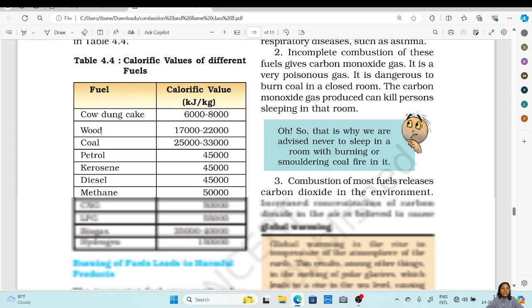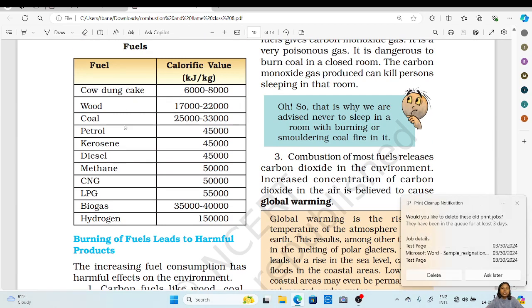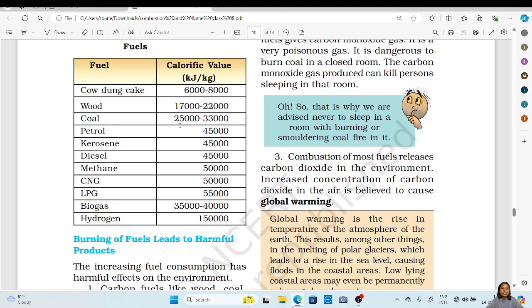See here now. Firstly, we have cow dung cake that has a calorific value of 6,000 to 8,000. Then we have wood. Coal has 25,000 to 33,000. So on burning 1 kg of these, a lot of energy is being produced. Out of all of these, cow dung produces the least energy on burning 1 kg. Then we have LPG. LPG produces 55,000.